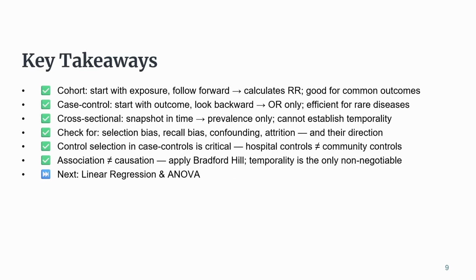To sum it up, cohort and case control studies are the engines of veterinary epidemiology. Knowing their direction, forward versus backward, tells you what metrics they can calculate and what their key vulnerabilities are. Bias is the defining limitation of every observational study. Build the habit of asking, what bias could be operating here? Could it explain the result? In which direction would it push the estimate?